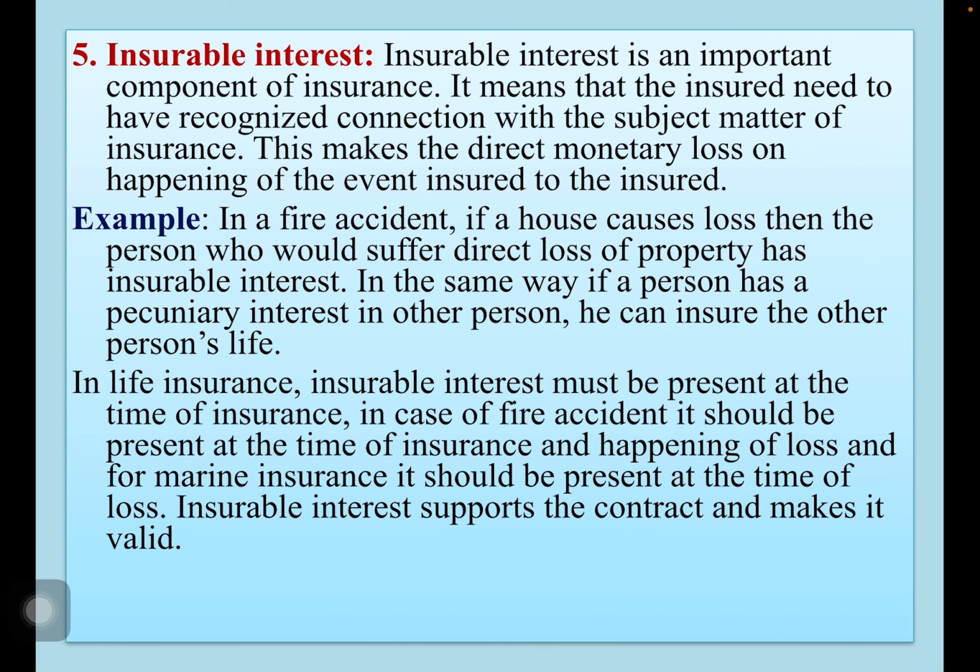In case of fire accident, the insurable interest should be present at the time of insurance and happening of loss. For marine insurance, it should be present at the time of loss. Insurable interest supports the contract and makes it valid.